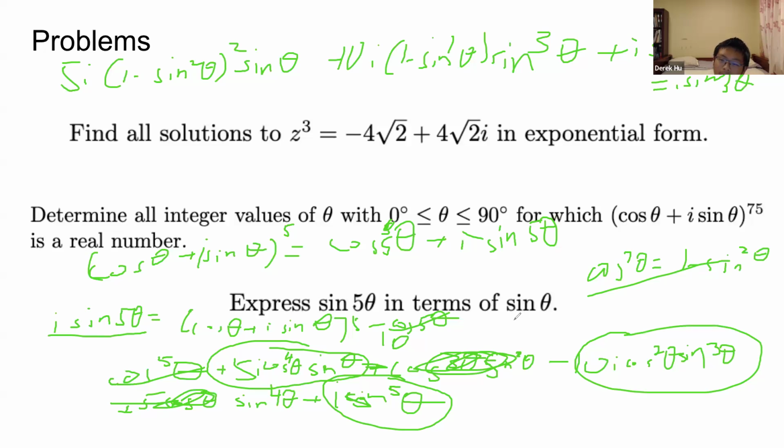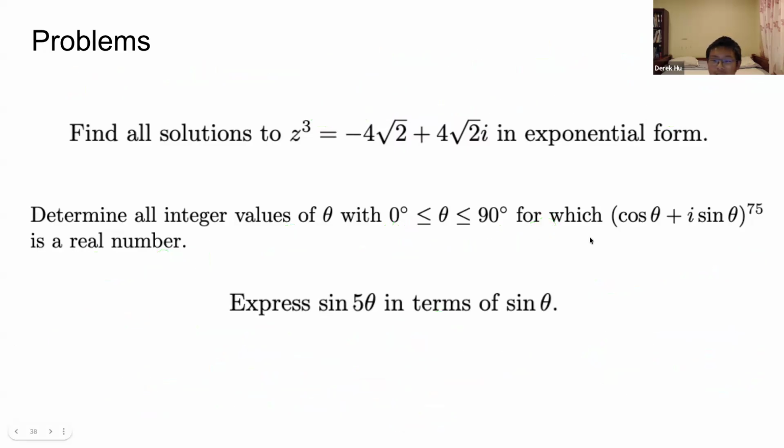Okay, and since we're trying to find sine 5 theta and not i sine 5 theta, you just divide everything by i. So then we're left with this, and you can simplify this if you want. This yields 16 sine to the fifth theta minus 20 sine cubed theta plus 5 sine theta equal to sine 5 theta. It's quite tedious, but you can do it eventually.